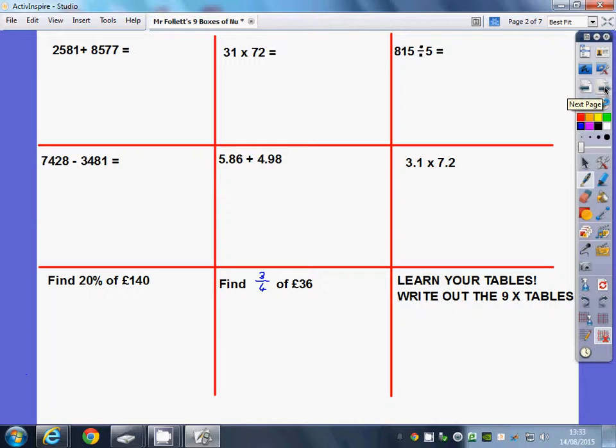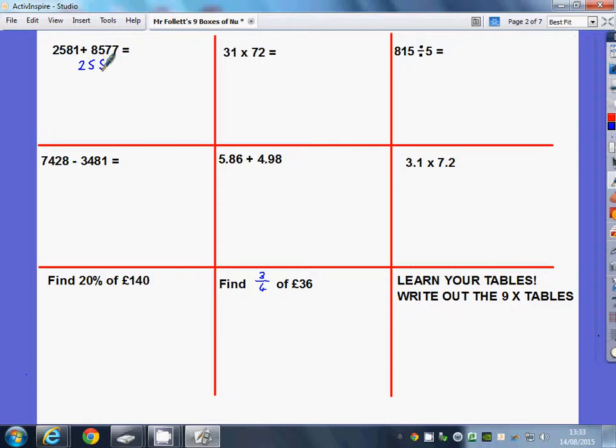Okay, so you've had time to try those 9. I'm now going to start to talk you through them. So number 1 is an addition question. So as soon as you see this question, you will start to set out your columns and then slowly go through, starting on the right hand side. So 1 plus 7 is 8. 8 and 7 is 15, so carry your 1.